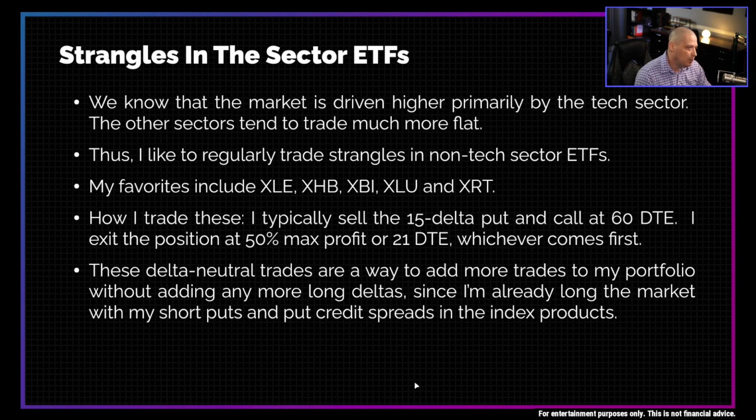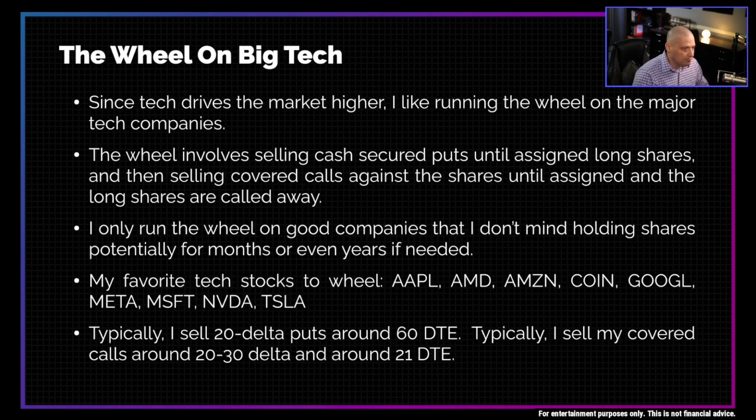And one of the reasons I like putting on these delta neutral strangles is because they're a way for me to add more trades to my portfolio without adding any more long delta exposure, because I'm already really long the market because of all the short puts I sell in ES, MES, and all the put credit spreads I sell in SPY and the Qs. I'm already really long the market. Well, these strangles are neutral trades. They're not directionally long at all. They don't add any more long market exposure. So that is why I do these strangles. Therefore, diversification reasons.